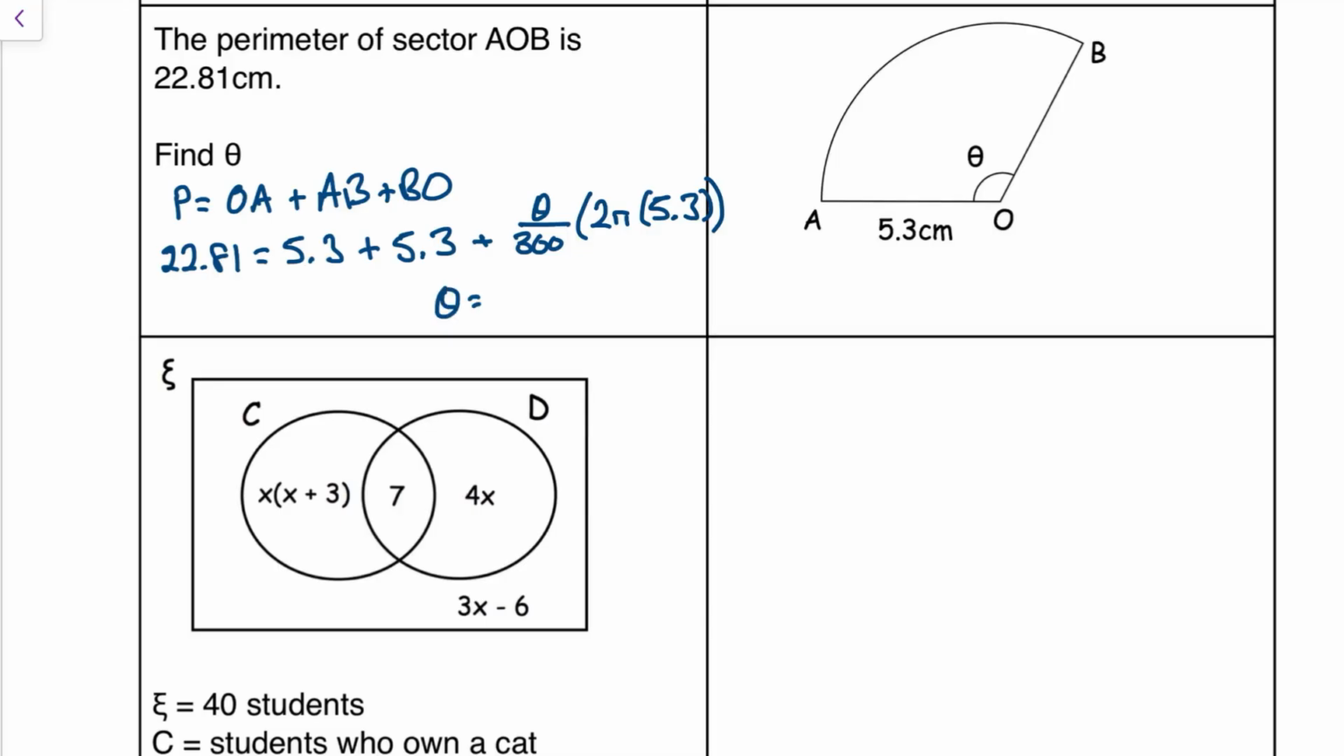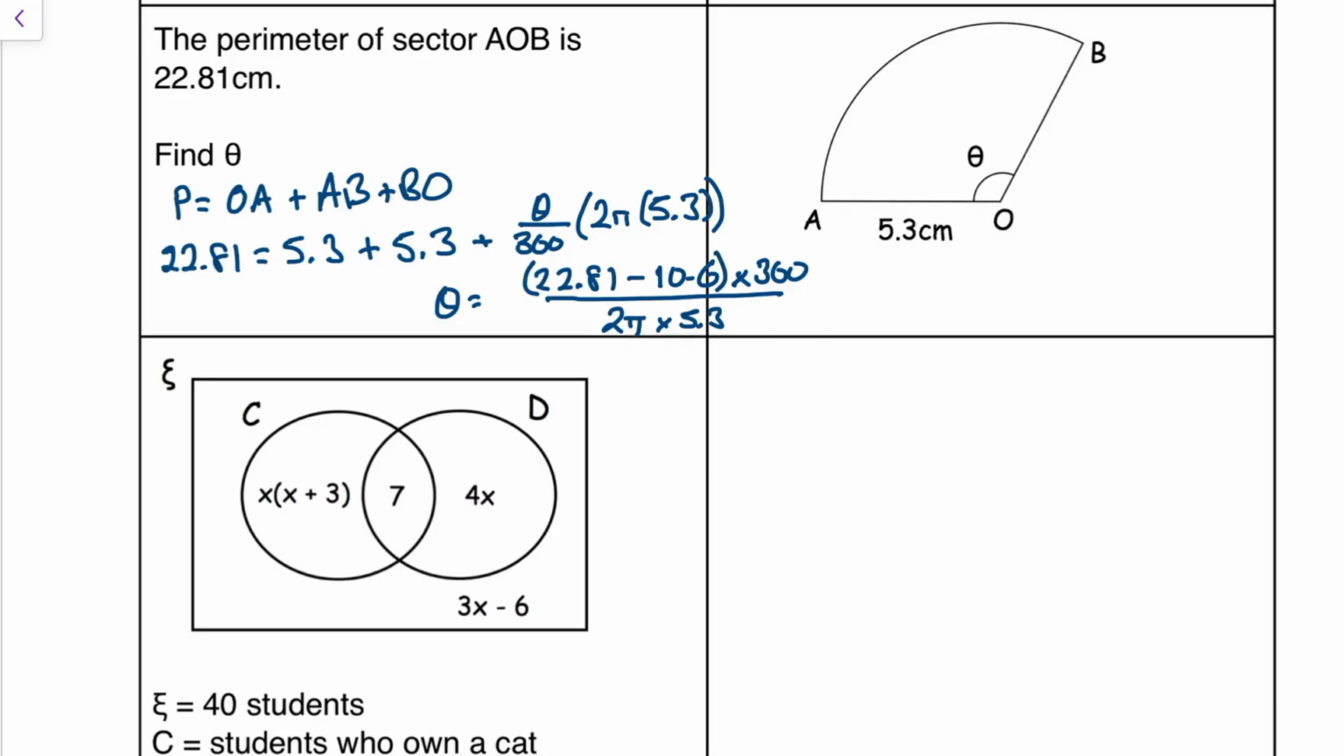I'm going to do 22.81 minus 5.3 plus 5.3, which is 10.6. So let's do that as 1. And then I'm going to multiply that by the 360 and divide all of that by the 2 pi times 5.3. And let's put brackets around this just so BIDMAS works slightly better.